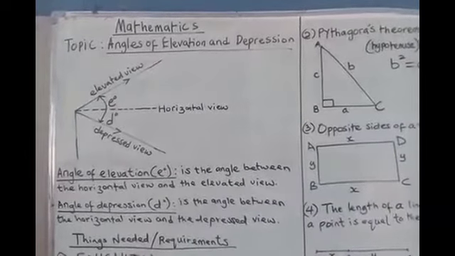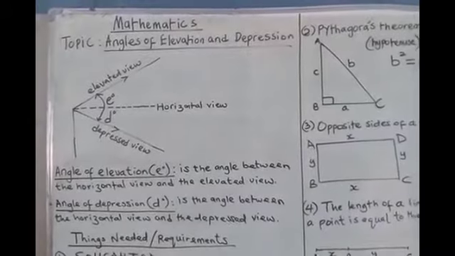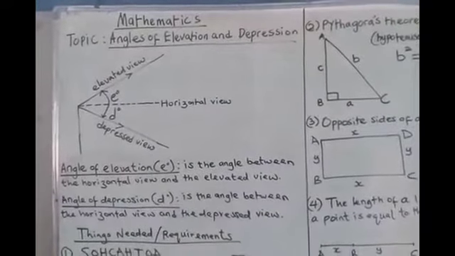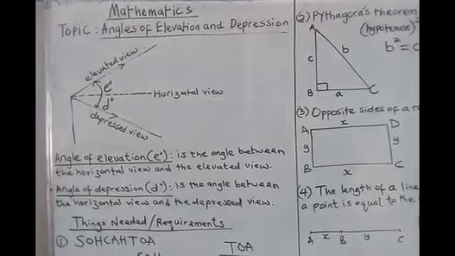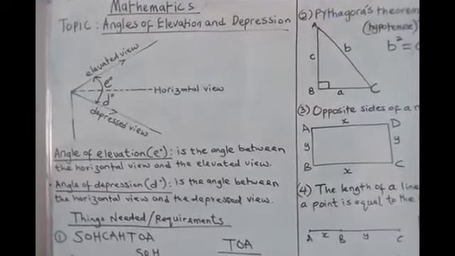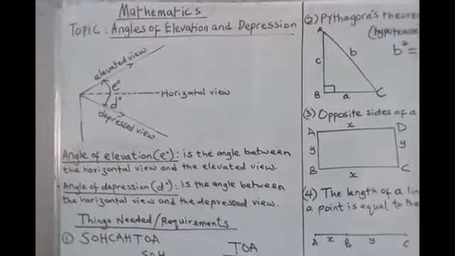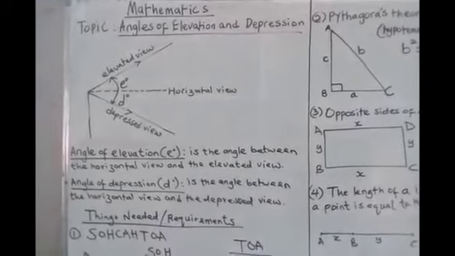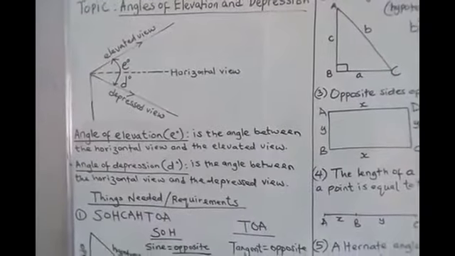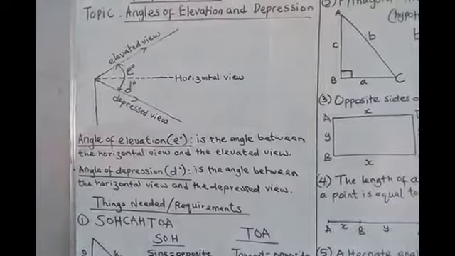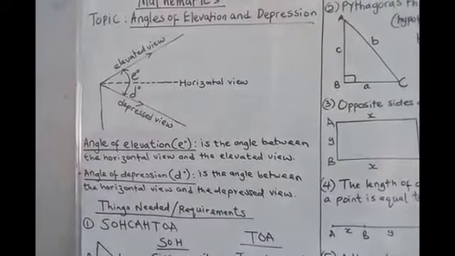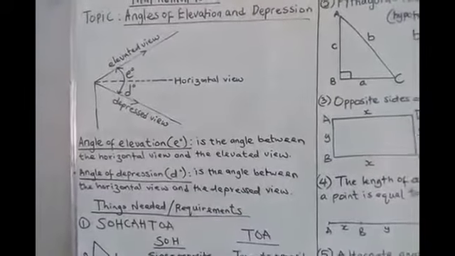Our topic of discussion for today is angles of elevation and depression. From the diagram on the marker board, we'll see that we have angles of elevation, we have angle of depression, we have the elevated view, we have the horizontal view, and we have the depressed view.